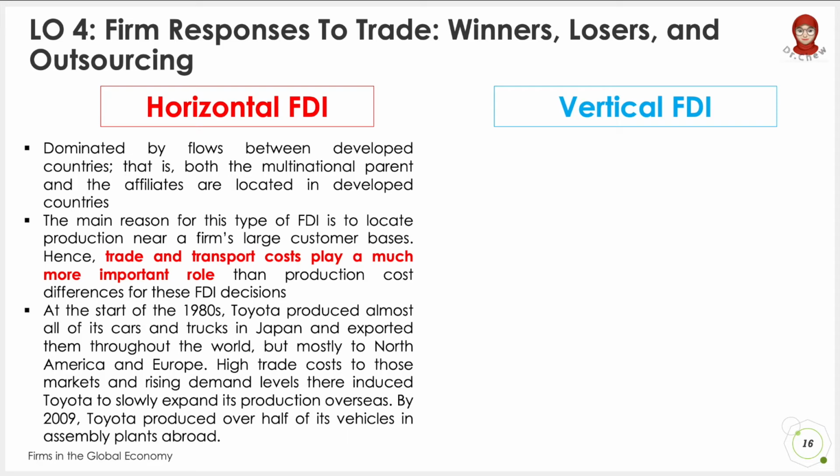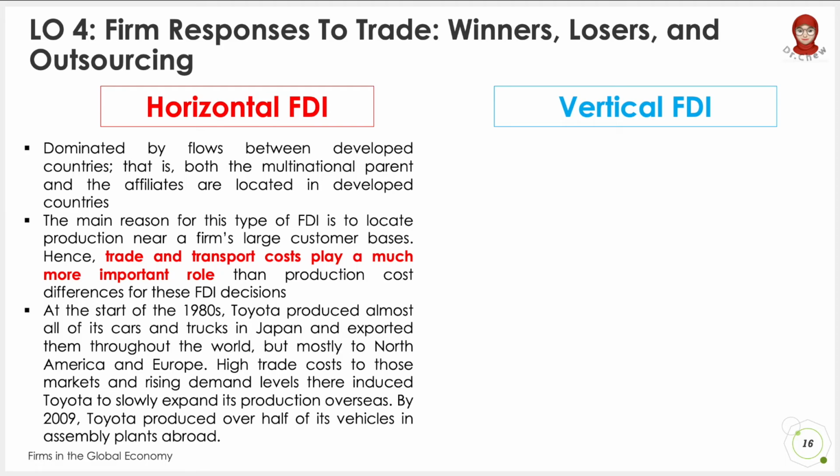For example, at the start of the 1980s, Toyota produced almost all of its cars and trucks in Japan and exported them throughout the world, but mostly to North America and Europe. Due to high trade costs to those markets and rising demand levels, Toyota slowly expanded its production overseas. By 2009, Toyota produced over half of its vehicles in assembly plants internationally.